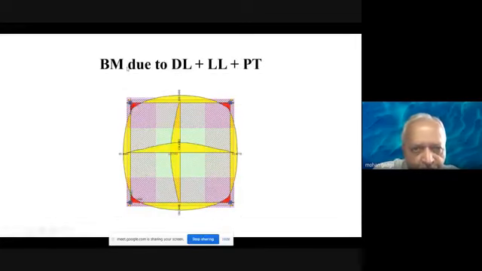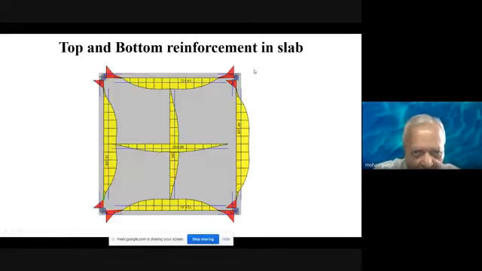Now the bending moment due to dead load plus live load plus PT is considered over here. So we have all the three loads put together. There is some negative moment developed at this end, and positive moment developed due to dead load plus live load minus PT because of its negative sign and so on.